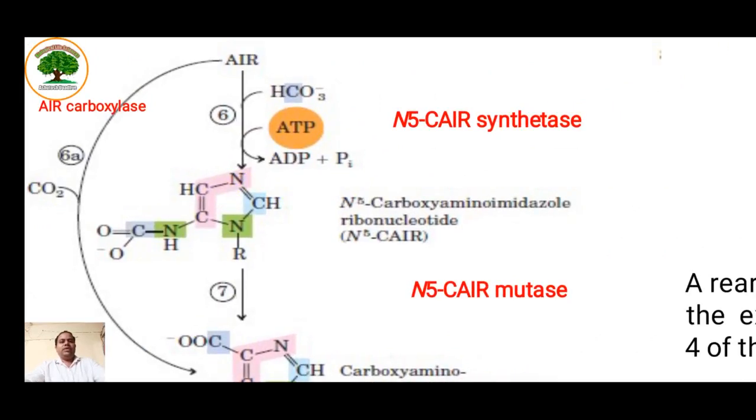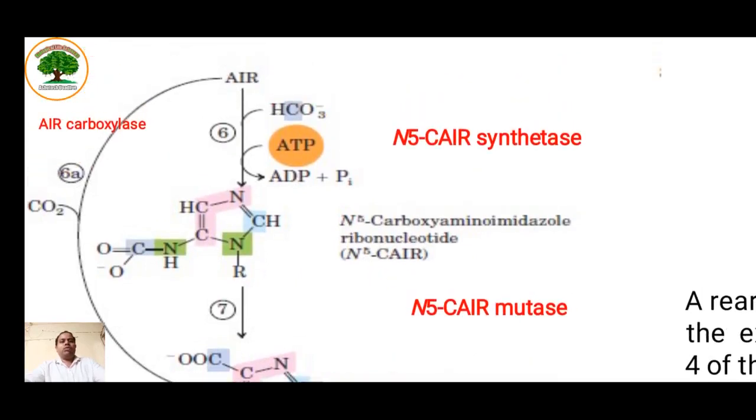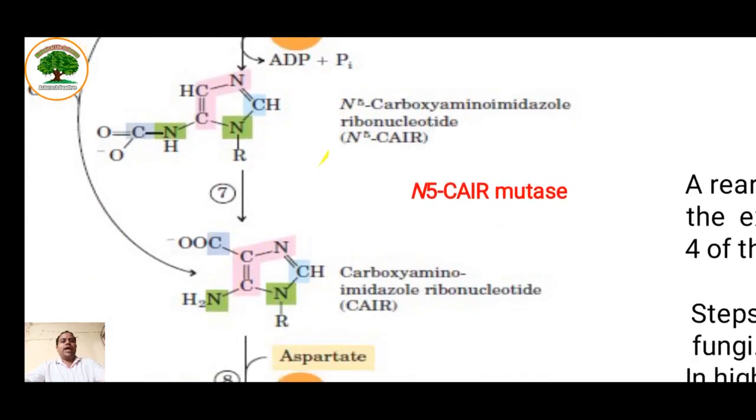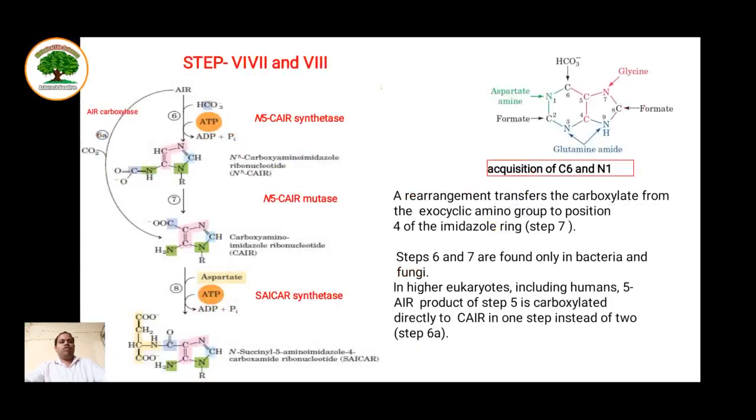AIR is converted into this carboxyamino imidazole ribonucleotide using AIR carboxylase enzyme. This requires the addition of a CO2 molecule here, and after addition of the CO2 molecule, this is formed directly. So this step occurs in two ways here. This is the bifurcation of this step shown here. The enzyme used here is N5CAIR mutase, then it is converted into carboxyamino imidazole ribonucleotide. This is further taken into the pathway.